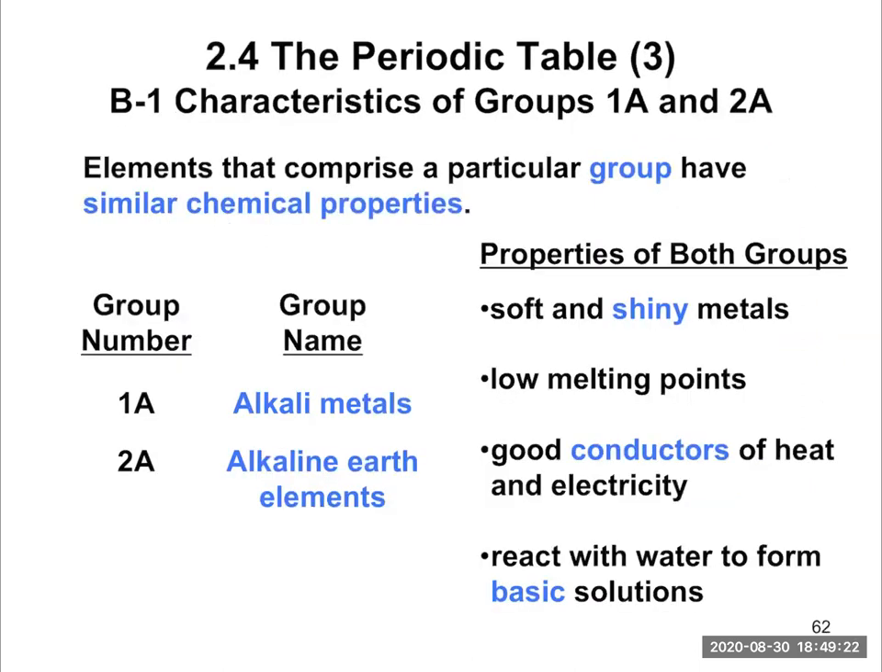Alkali metals and alkaline earth metals have similar properties. They are soft and shiny metals. They have low melting points. They are good conductors because, remember I told you they like to get oxidized, which means they like to give electrons, right? They like to give electrons. They react with water to form basic solutions. When you put one of these metals with water, you're going to see sparks, you're going to see small fires, because they're very reactive with the water.